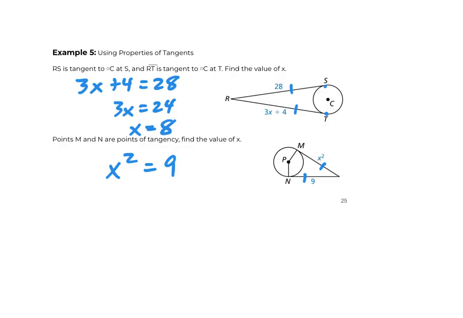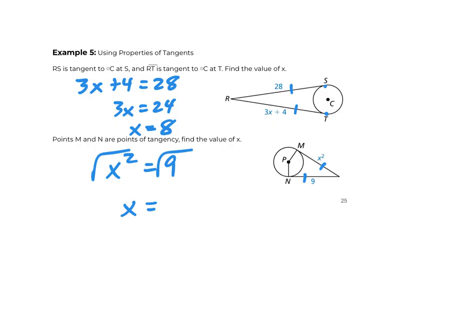But there's something you got to watch out for here. We have an x squared. Right? X squared equals 9. It's not x equals 9. It's x squared equals 9. How do I get x by itself here? Take the square root. Okay? So I'm going to take the square root of both sides. So my answer would be? 3.